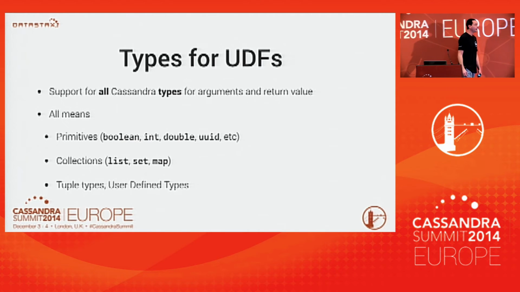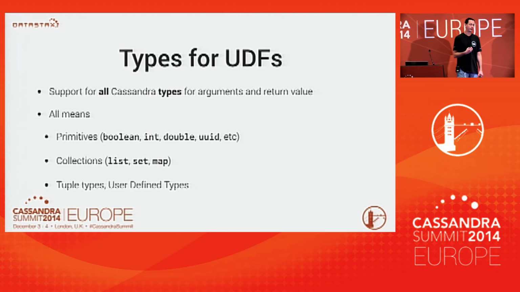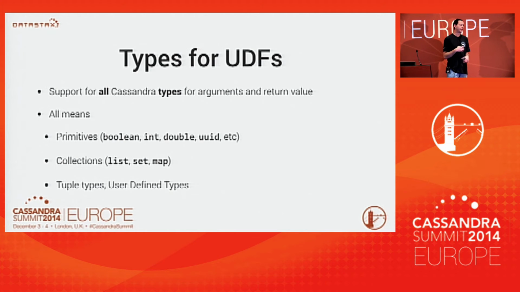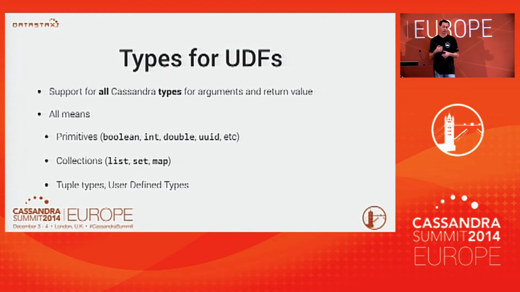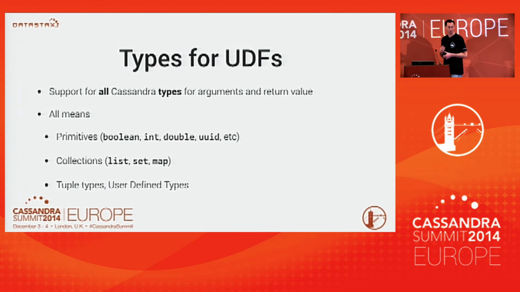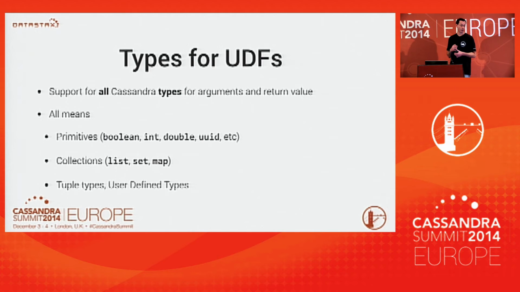The argument types for those functions are basically anything you can use in a Cassandra table, like boolean, integer, even collections or tuple types, or the new 2.1 user-defined types. Basically, we did it by pulling in the Java driver. That's it.